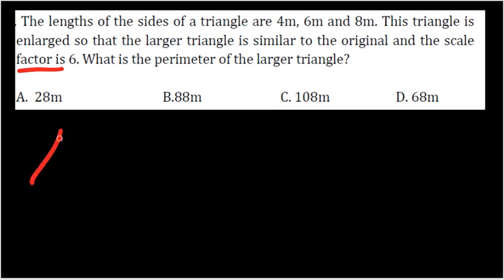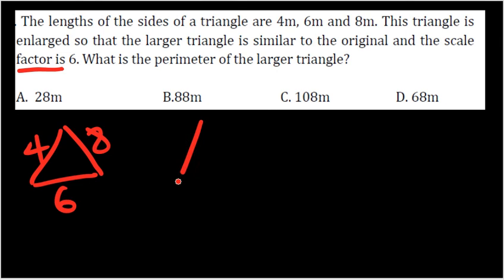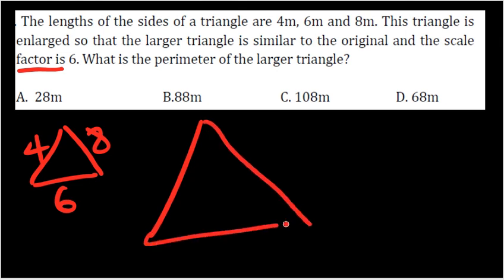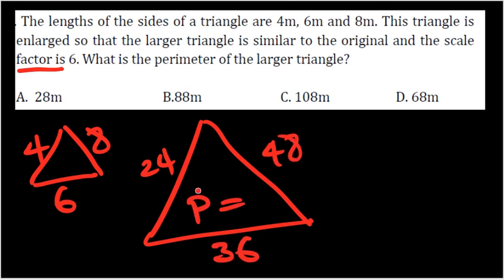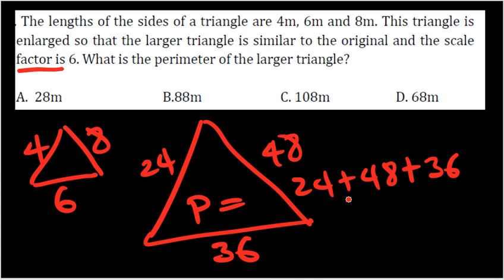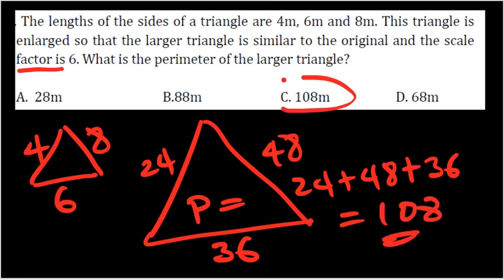So each of the sides, originally the triangle where the sides are 4, 6, and 8. Now the new triangle is larger, 6 times enlarged. So 4 times 6 will be 24, and 8 times 6 will be 48, and 6 times 6 will be 36. This is the new triangle. So we are asking the perimeter. The perimeter means the outer lengths. So add them, which will be 24 plus 48 plus 36. So the sum of this number will be 24 and 36 will be 60, and 180, yes. The answer is found in C.